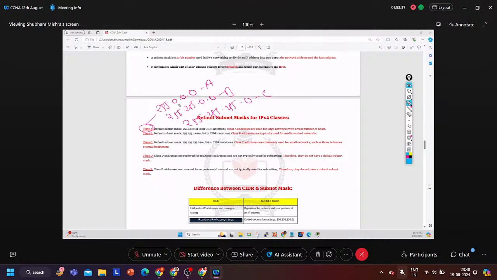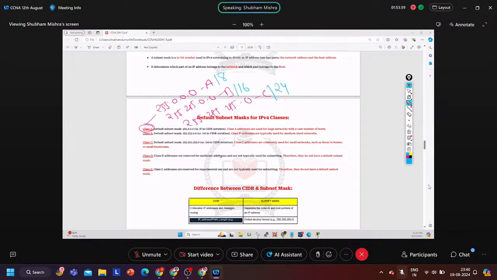Okay. Now for every class there is a default CIDR value also. For class A, the default CIDR value is slash 8. For class B, 16. And for class C, 24. Understand, everyone?